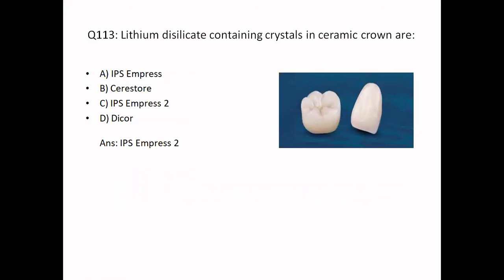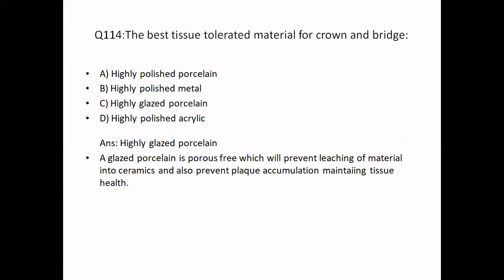Which lithium disilicate containing crystals are in ceramic crowns: IPS Empress, Cerastor, IPS Empress 2, or Dicor? Now, Cerastor is your shrink-free ceramic, and Dicor is your machinable glass ceramic. So definitely they are not your lithium disilicate ceramics. Now, IPS Empress and IPS Empress 2 are both glass ceramics, and lithium disilicate is also a variant of glass ceramic. But in your IPS Empress 1, you have silica-based, not lithium-based glass ceramic. In your IPS Empress 2, they modified it with the addition of lithium. So it is lithium disilicate. So the answer is IPS Empress 2.